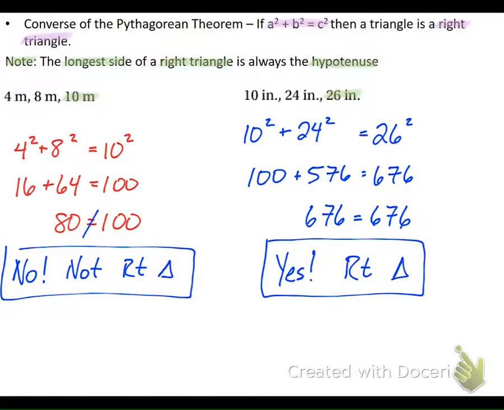Whenever you have whole numbers that are parts of a right triangle, called Pythagorean triples, they're numbers that always satisfy the Pythagorean theorem, so they're always right triangles if they're lengths of a triangle.